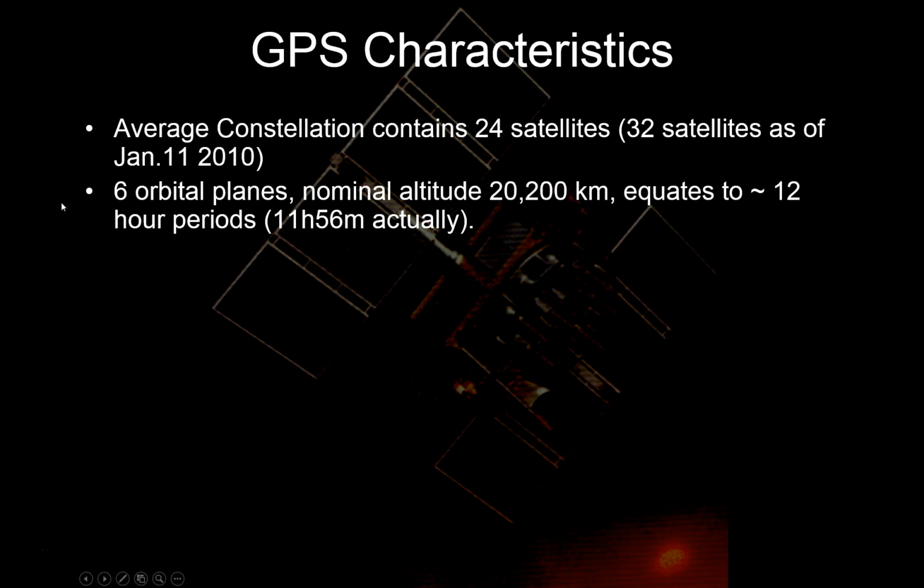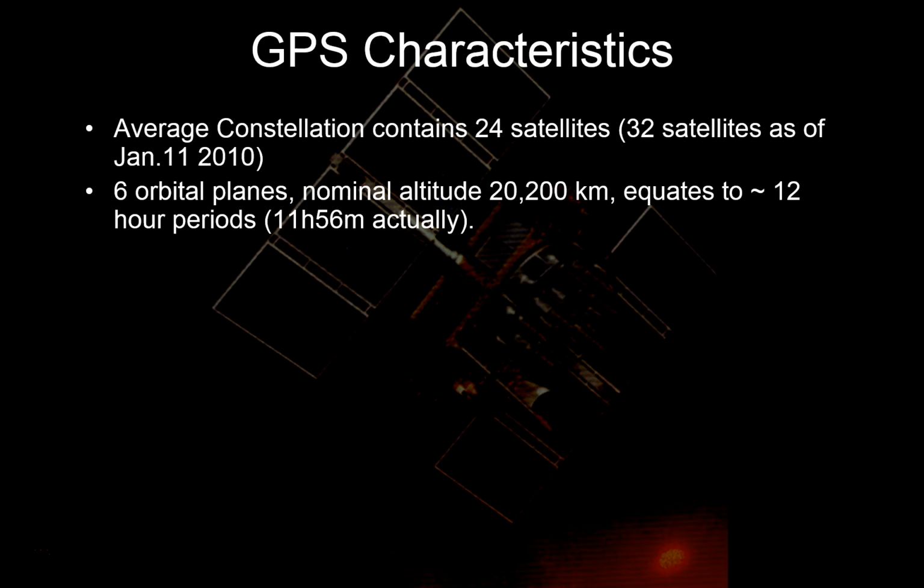There are 6 orbital planes. The nominal altitude means distance above the surface of the Earth, not from the center of the Earth. You have to add about 6,300 kilometers if you want to know the nominal radius of an orbital plane. So they're about 20,000 kilometers above the surface of the Earth.